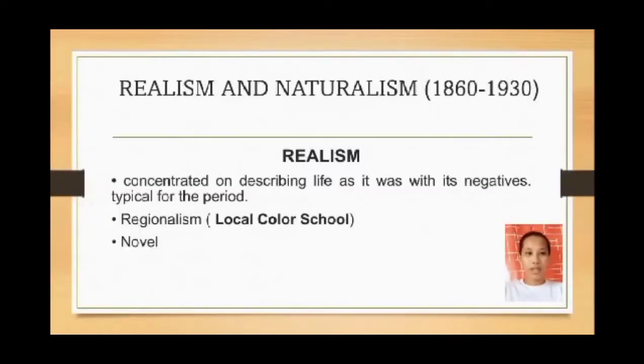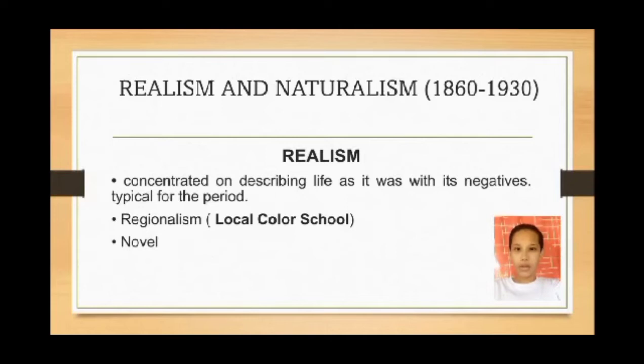In this period, the writers left behind the styles and topics adopted by their previous generation. Instead, they concentrated on describing life as it was, with its negative aspects. This period was also considered the era of industrialization and migration, where determinism was a major paradigm. And there was also regionalism, the local color school.